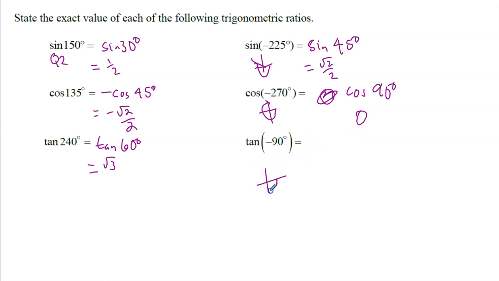And the tan of negative 90 degrees, it's the same as 270 degrees. So that would be the same as the tan of 270 degrees, and that is undefined.